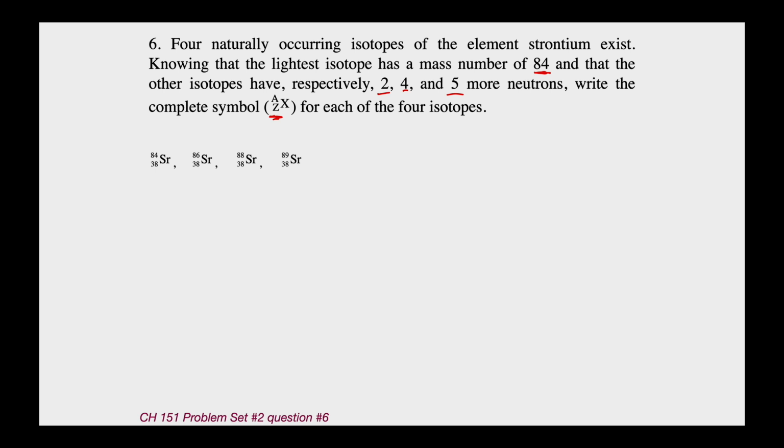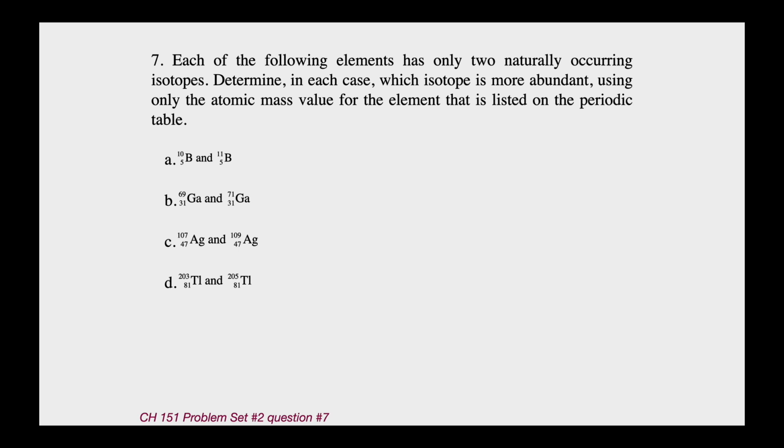So here's the way that chemists would write the symbols for these. And you can see the lower left number is always 38. It's always strontium. But what differs then is the top number, the mass number. And we're going to use then protons plus neutrons to figure that out. Each of these elements have only 2 naturally occurring isotopes. And in each case, we want to predict which isotope is more abundant, all right? Like which one of these is more likely to happen.